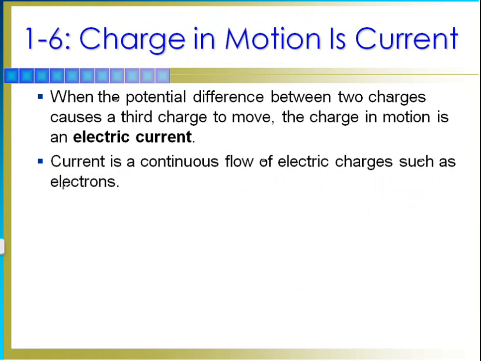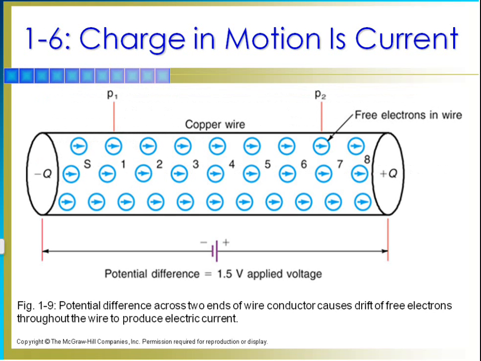Now, if you apply that difference across another charge, and you cause that third charge to move, that charge in motion is now current, or amperage. Current is the continuous flow of electric charges, such as electrons. So now we've got a potential difference here, and this is a symbol for a battery, by the way. This is a single cell battery. We apply that potential difference across a copper wire.